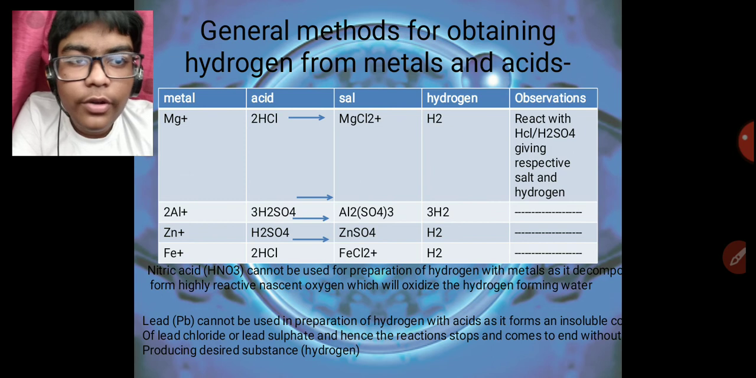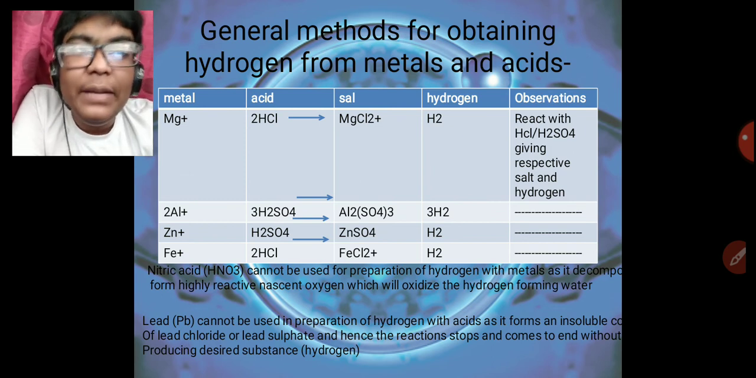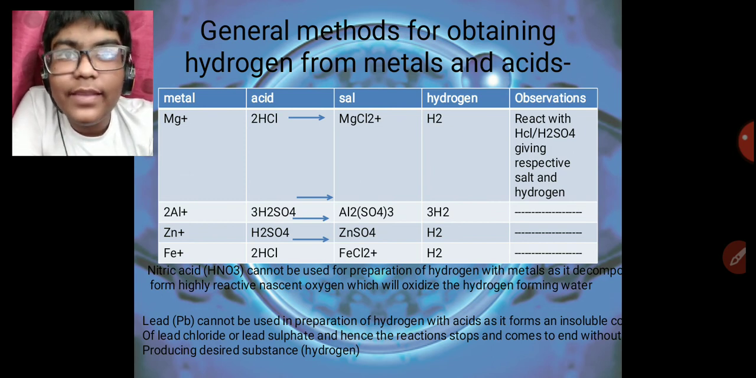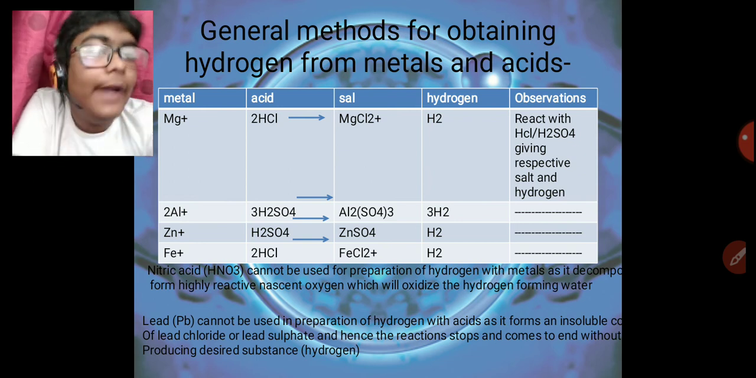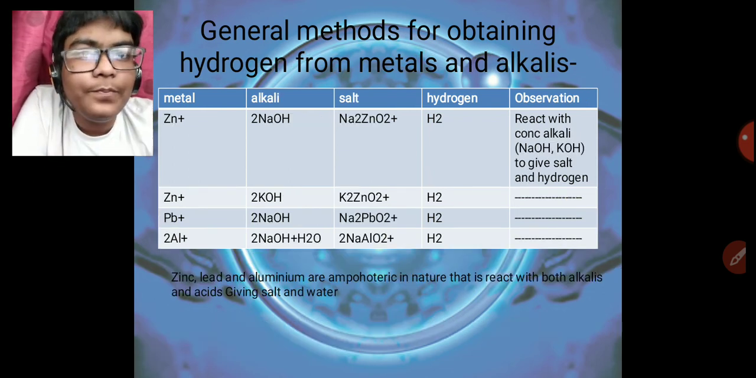Lead also cannot be used, because it forms a precipitate, that is an insoluble substance. Therefore the reaction will stop there itself and hydrogen will not be produced.